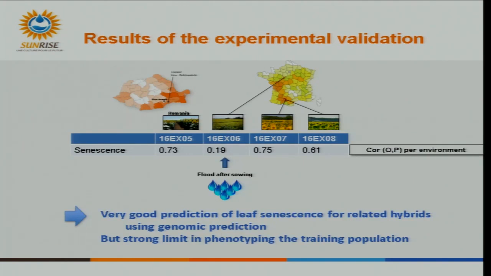And when we did it in 4 environments in 2016, in 3 of them the correlation was really good. This correlation value of 0.7 is very acceptable for this kind of genomic prediction. In 1 environment, in the north of France here, the prediction was really poor.